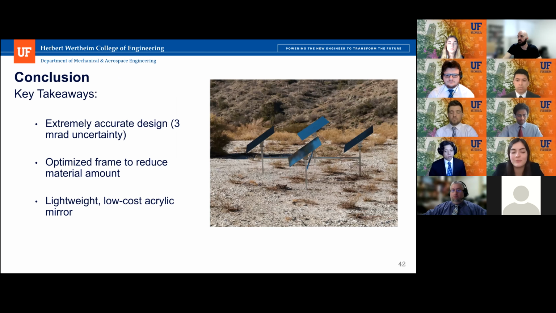So overall, some key takeaways for the Accu-Stat design are that firstly, it's an extremely accurate design. We are guaranteeing a 3 milliradian uncertainty level. Additionally, we've optimized our frame designs to reduce material amount, which in turn reduced our overall cost. Lastly, we have lightweight, low-cost acrylic mirrors, which are a change from the industry standard, but are more effective in our design and help the motors last longer, as well as offer a lower price.